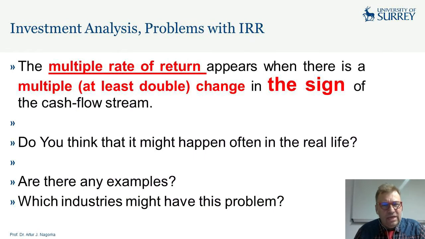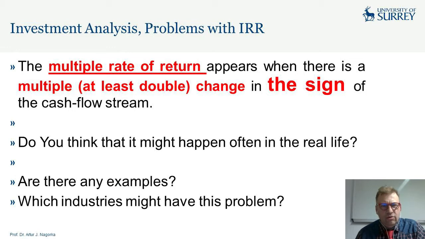Okay, now we have the answer. The multiple rate of return appears when there is a multiple, at least double, so more than one, change in the sign of the cash flow stream.